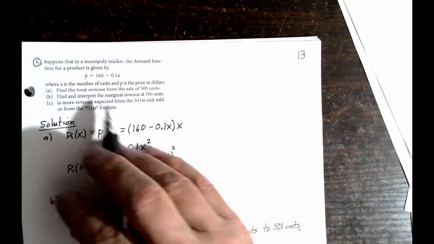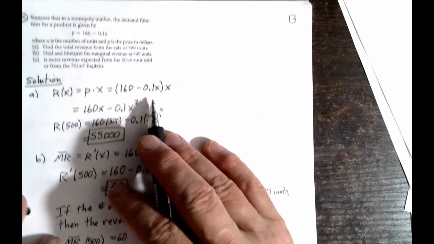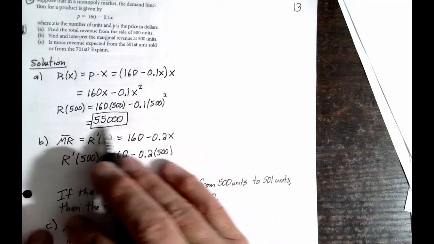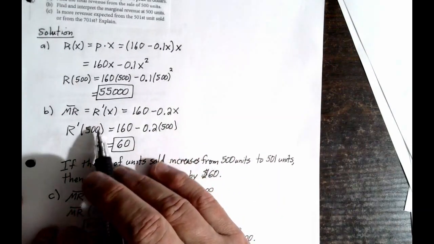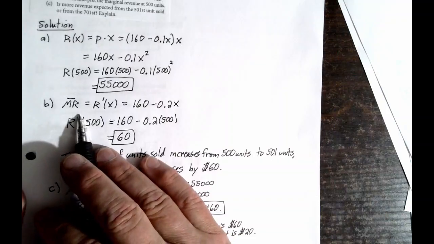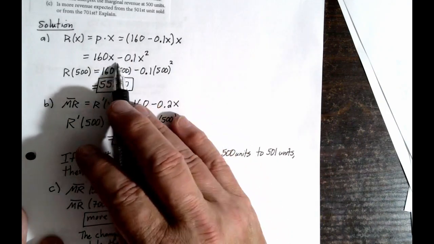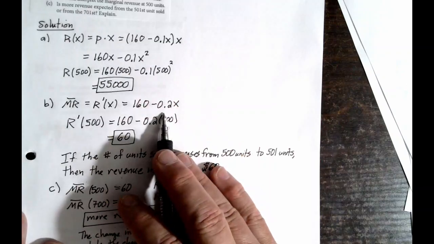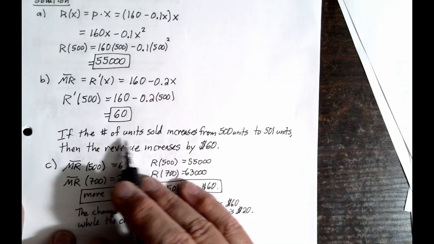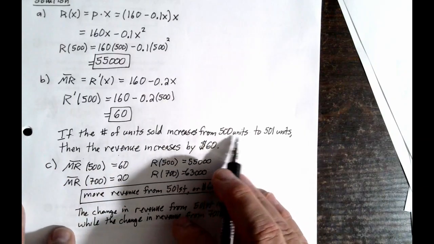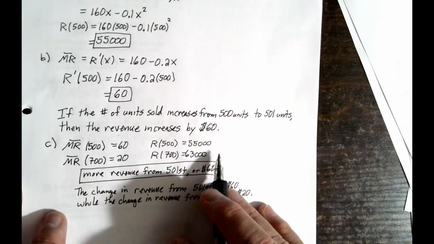Number 6, you've got P equals this, and you want to find the revenue, so you just multiply that guy times X, and you get your revenue. And plugging in 500 will tell you how much the revenue is from sale of 500 items. And then to take the derivative, you get the marginal revenue, and we just take this function here and take its derivative. Plug in 500 and we get 60. That means the number of units sold increases from 500 to 501 units. Then the revenue increases by $60.